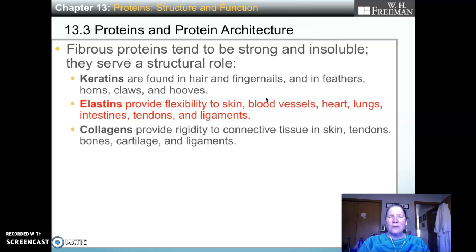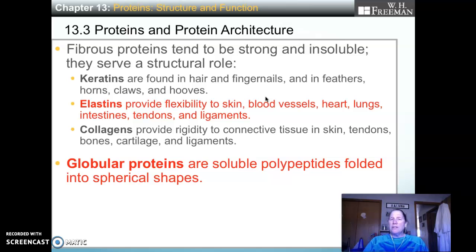There's elastins, which also give flexibility. We need flexibility in our skin too. Our blood vessels need to be flexible. Our heart, anything that stretches, our lungs, our intestines, our tendons, our ligaments, those are all elastins, and those are a type of protein. And then there's collagens. These are the ones that make things more rigid. We have connective tissue in our skin that makes it flexible, but not too flexible, so that it all gathers around your ankles. We have tendons, bones, cartilage, ligaments. All those things are proteins, and they're called fibrous proteins.